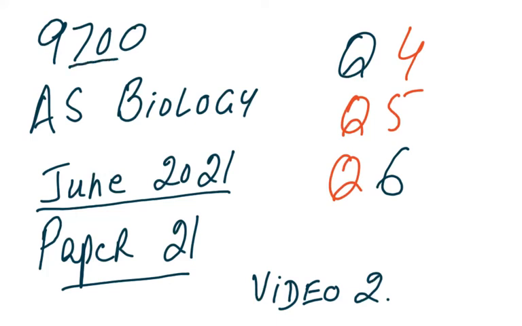Bismillahirrahmanirrahim. May we start another paper, 9700 AS Biology June 21, paper 2-1. This is going to be the next three questions, questions 4, 5 and 6, and this is the second video on this paper.